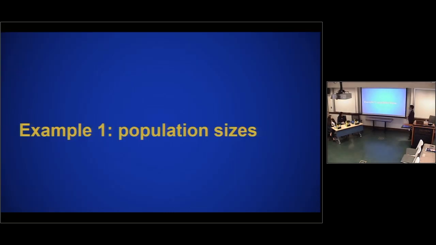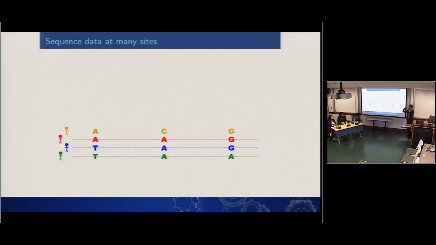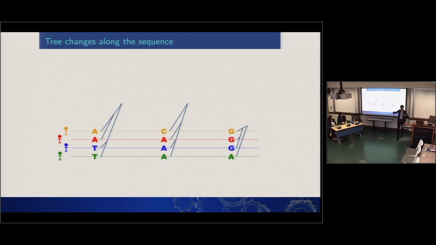So the first application, population sizes. I'll just talk a little bit about the method here. We're going to think about the genome as these long, long strings, ACGT, and different individuals here. At every site, these individuals are related by some evolutionary tree. If we see that the tree is very tall, that often means that the individuals are not very closely related and that the population size is very large.